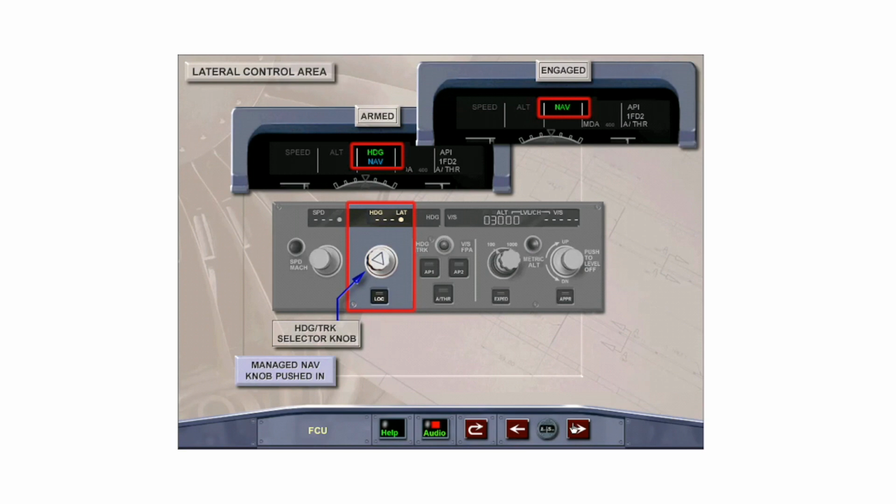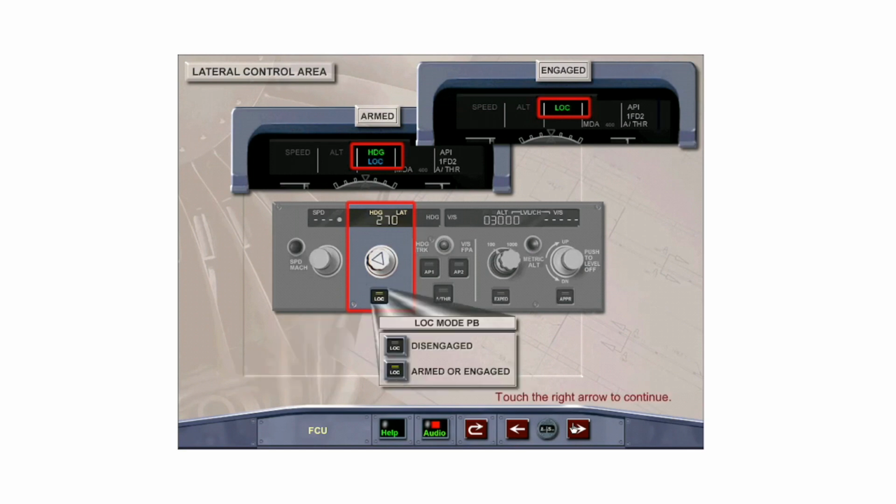Pushing the localizer push button arms, engages, or disengages the localizer only. The green light in the push button illuminates, and when armed, LOC appears in blue on the second line of the FMA. When engaged, LOC appears in green.